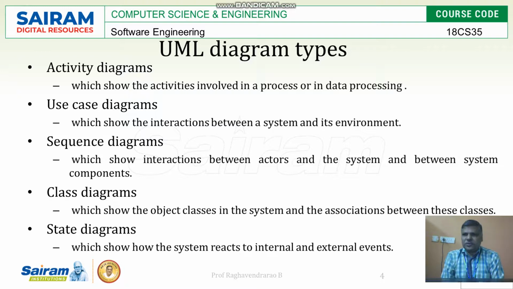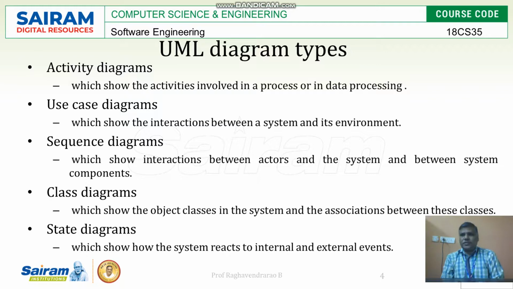So let us see what those diagrams are. First is an activity diagram. This shows the activities involved in the process or in the data processing. It means that whenever the data is getting processed, for example, a factorial program, there is a process, the execution part of the looping concept, which I am going to call an activity. Data is getting processed over there. So how are we going to show this as an activity diagram?